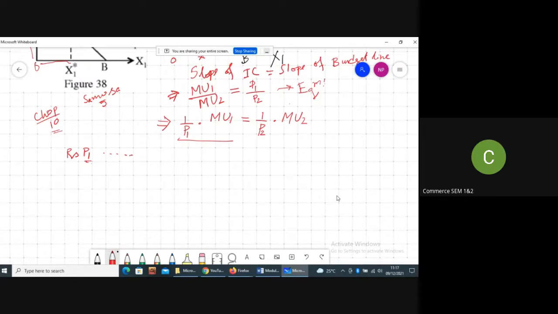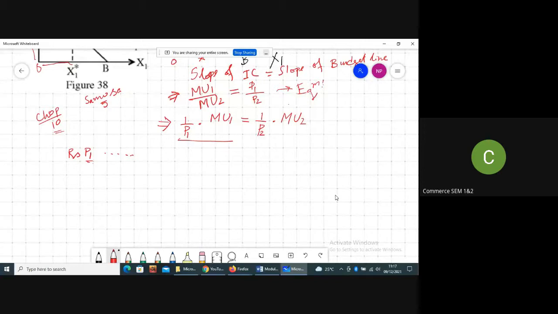Similarly, if the commodity one price is P1, then if you spend P1 rupees on commodity one, how many units of commodity one will you get? One. So you will get 1 unit of X1, right?